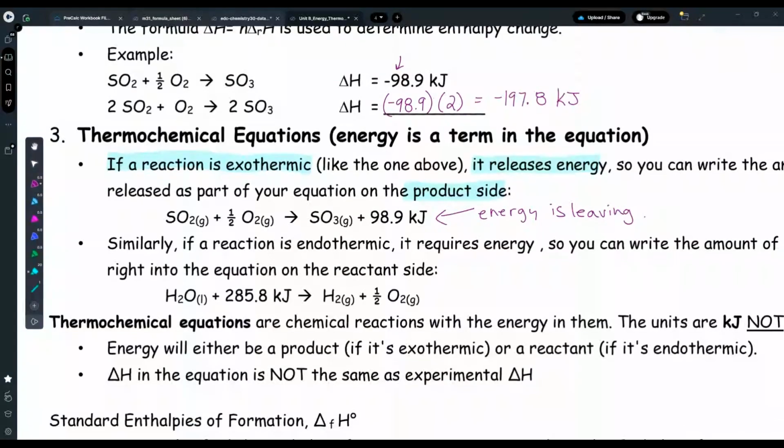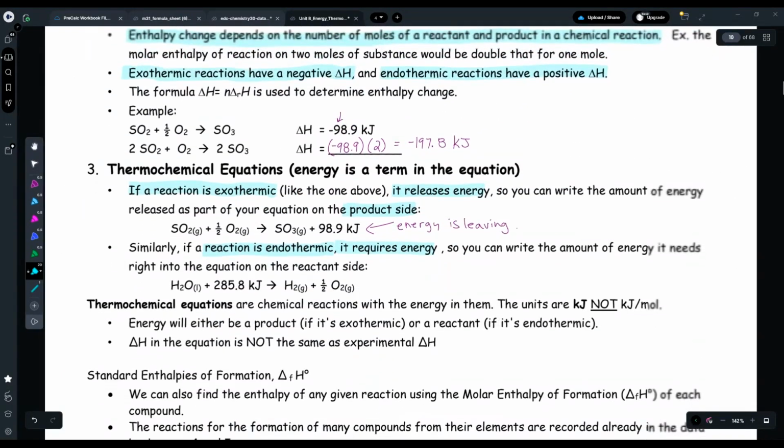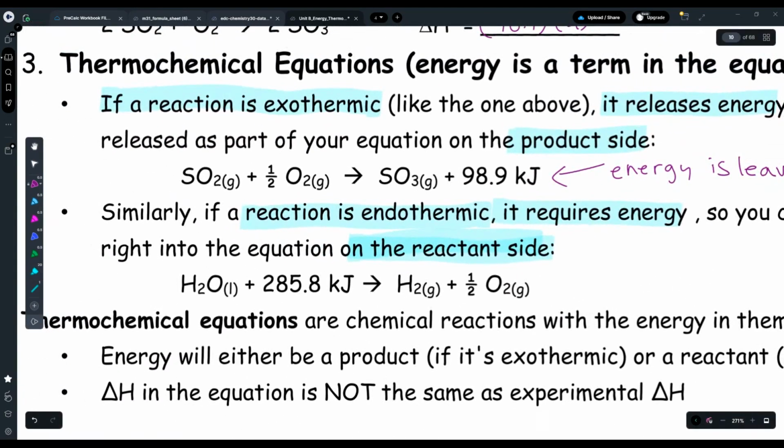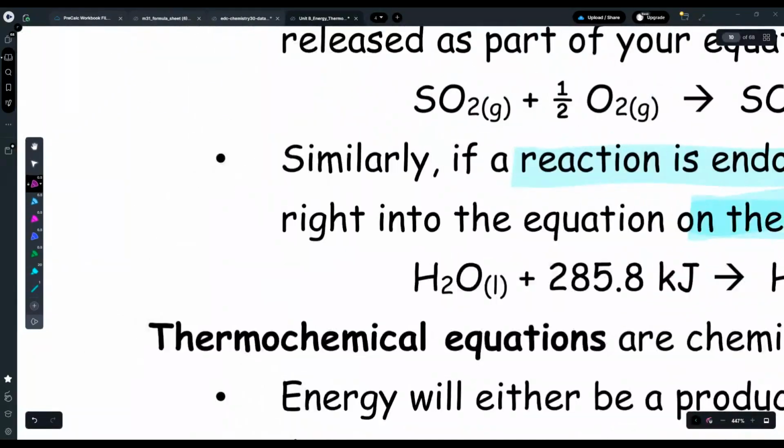Similarly, if a reaction is endothermic, it requires energy. So you can write the amount of energy it needs right into the equation on the reactant side. Okay, so again, here's our energy term. It's on the reactant side. That means energy is being gained by your system.